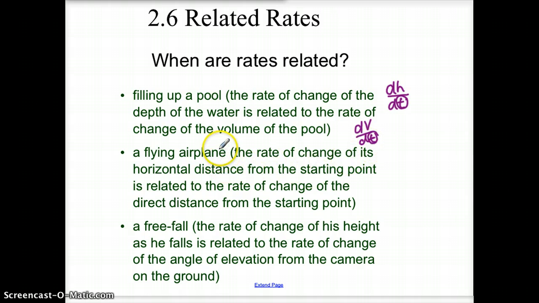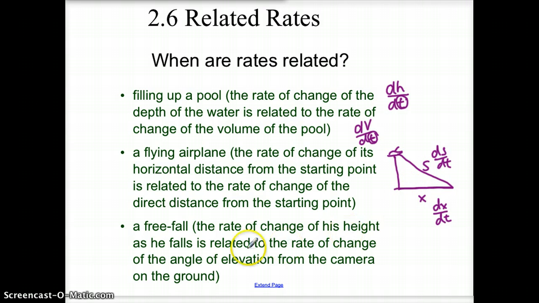If we're talking about an airplane that's flying, the rate of change of its horizontal distance from the starting point. So here's my airplane up here. Here's where it started. This distance is different than this distance. So this is my horizontal distance. That's different than the rate of change, but it's related to the rate of change of this direct distance here. So this distance, s, is the distance from here to here, and this distance, x, is the distance from here to here. But the rate of change of that distance would be this, and the rate of change of that distance would be that. So those rates are related.